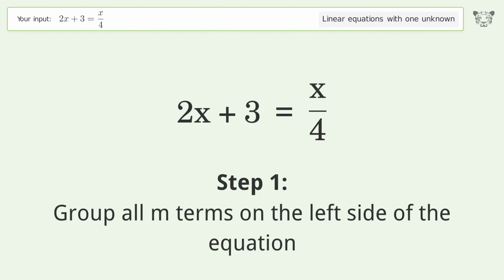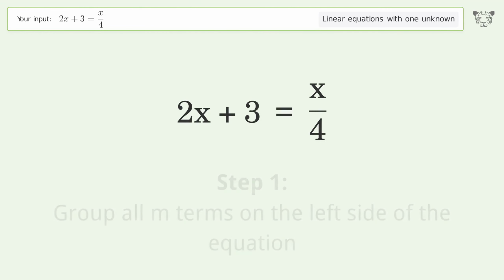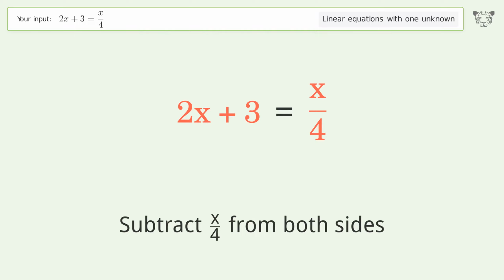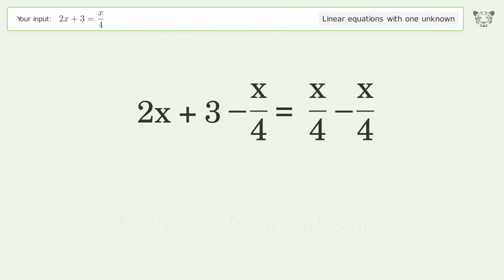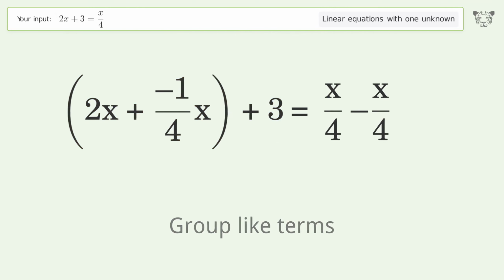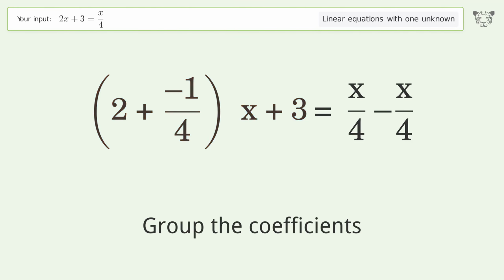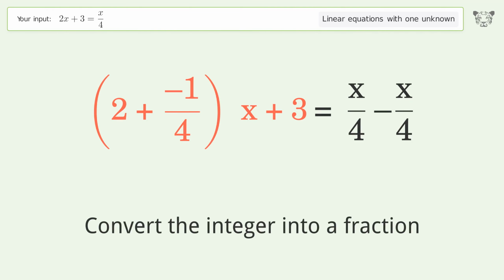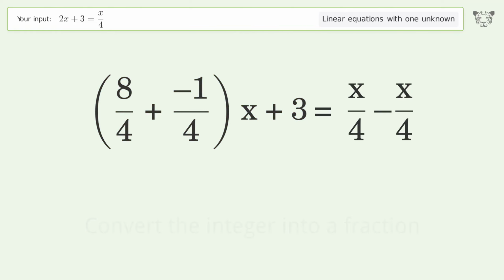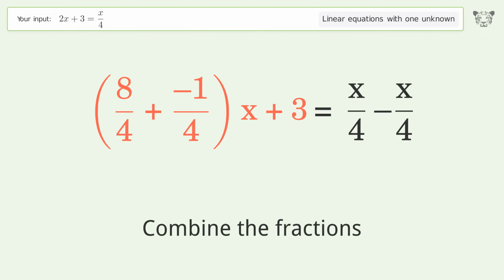Group all m terms on the left side of the equation. Subtract 10/4 from both sides. Group like terms. Group the coefficients. Convert the integer into a fraction. Combine the fractions.